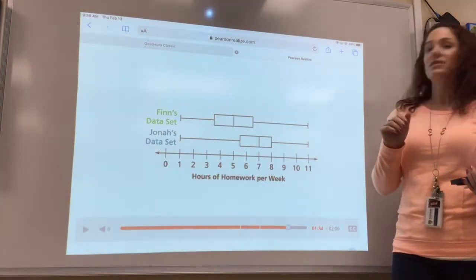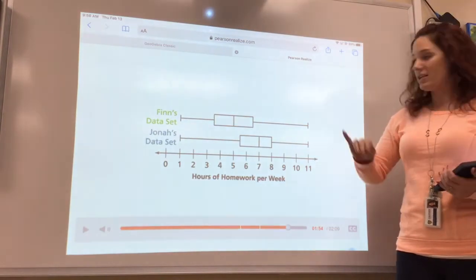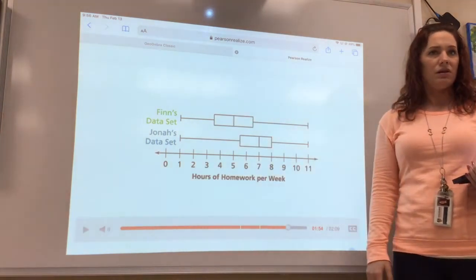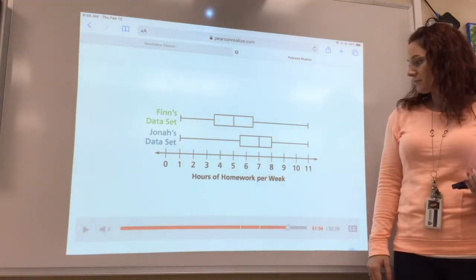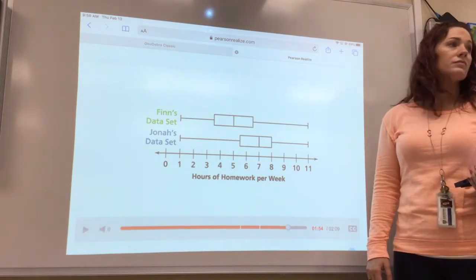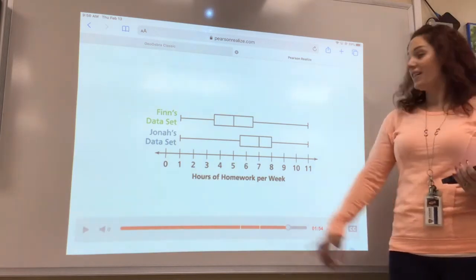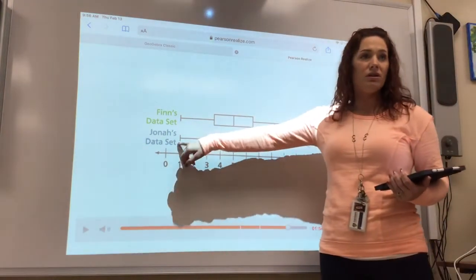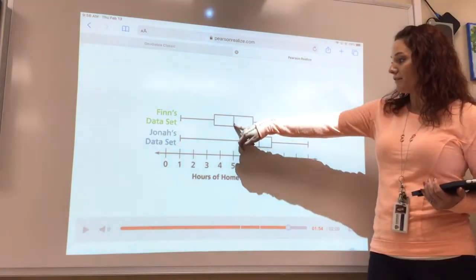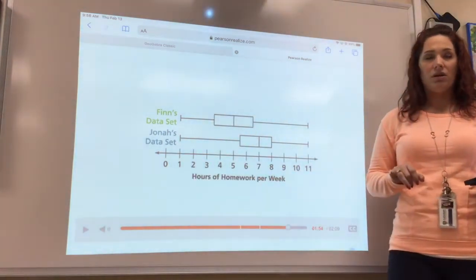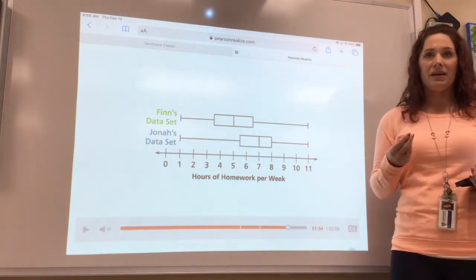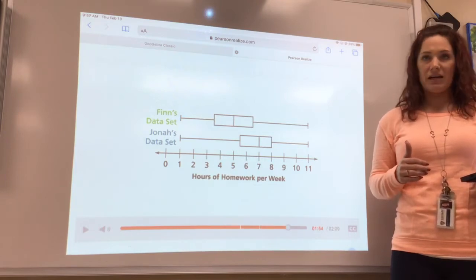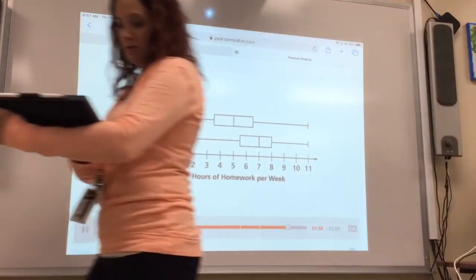An inference is, what does that actually mean? What does it mean that Jonah's median is so much higher than Finn's median? Donnie? Jonah's students spend more hours per week than Finn's. Yes. This being higher means that the number of homework hours per week at Jonah's school is more than the number of homework hours at Finn's school. But it has to have a meaning to it in order to be an inference. You can't just state the math facts.